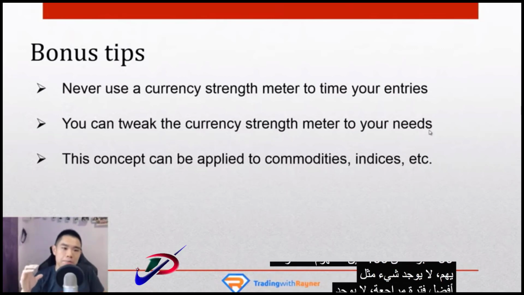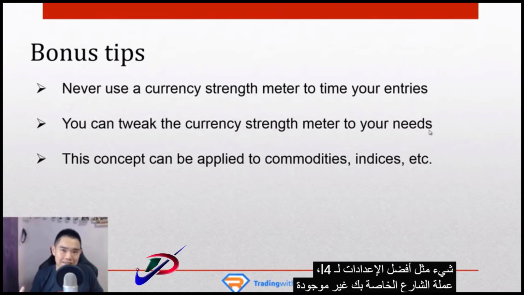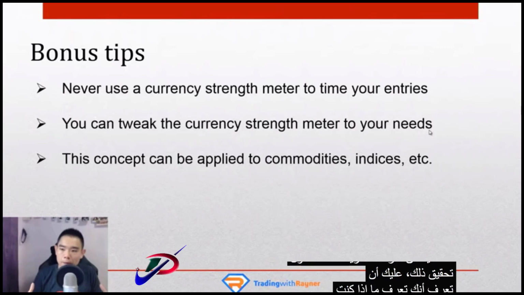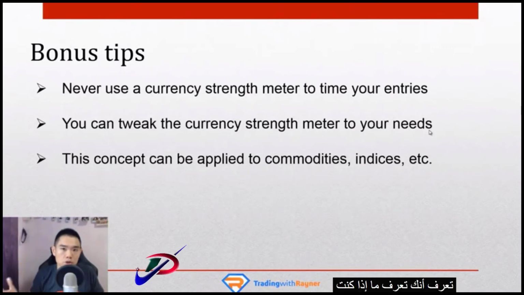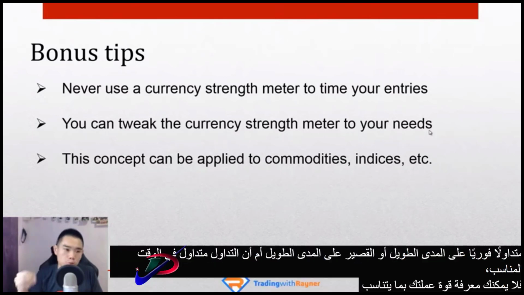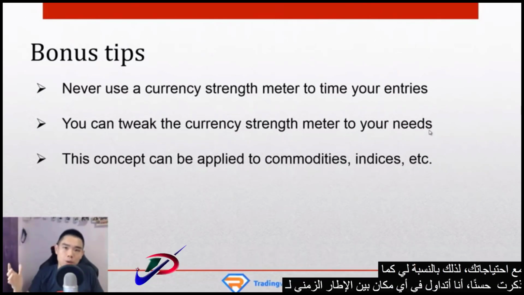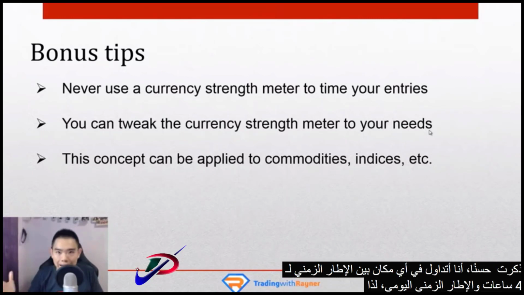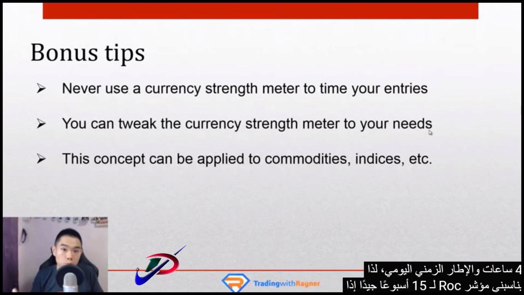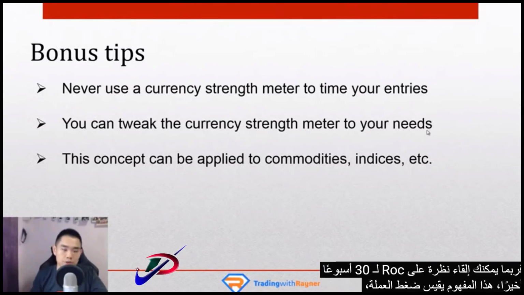There is no such thing as the best look back period. There's no such thing as the best settings for your currency strength meter. It doesn't exist. So you have to know what you're trying to achieve. You have to know whether you're a long term, short term or medium term trading style trader. Then you can tweak your currency strength meter to your needs. So for me, as I've mentioned, I trade anywhere between the 4-hour and the daily time frame. So the 15 weeks ROC suits me well. If you are trading off the weekly time frame, then maybe you can look at the 30-week ROC.